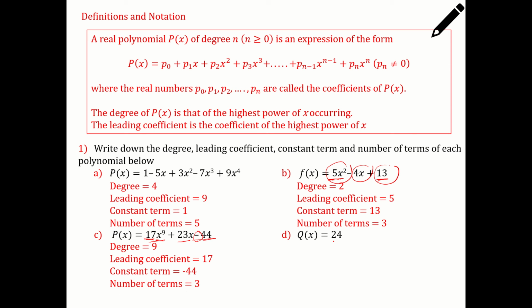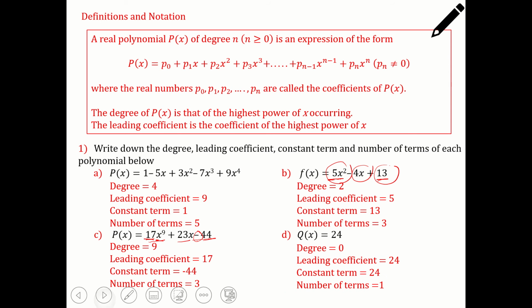All right, let's look at the final one. So the degree here, now we've got no x, which means technically we have x to the power of 0, which means our degree is 0. Our leading coefficient is 24, because it's the biggest one we have. It's also the constant term, and there is only 1 term.